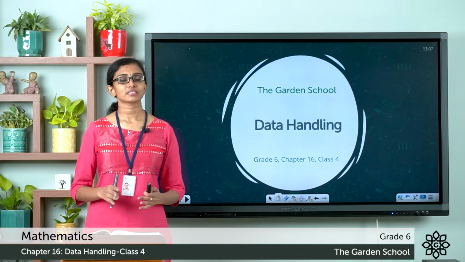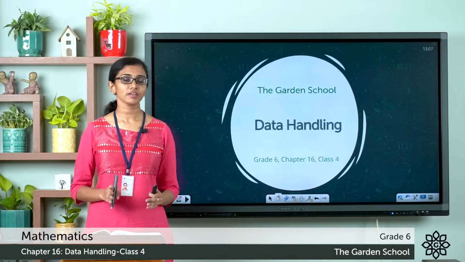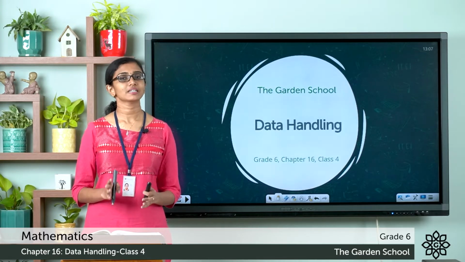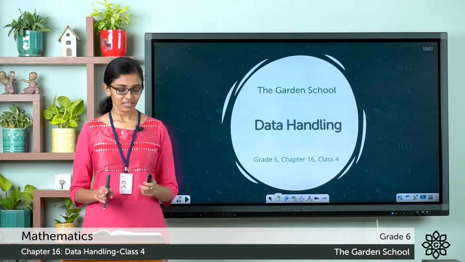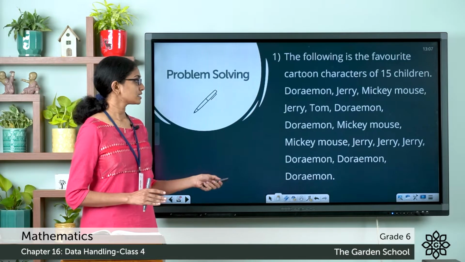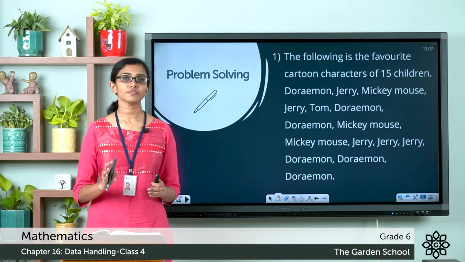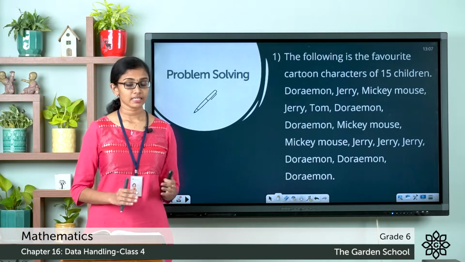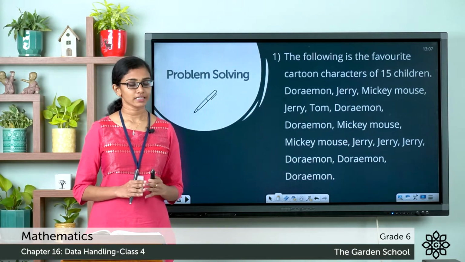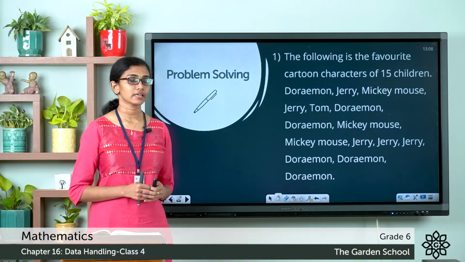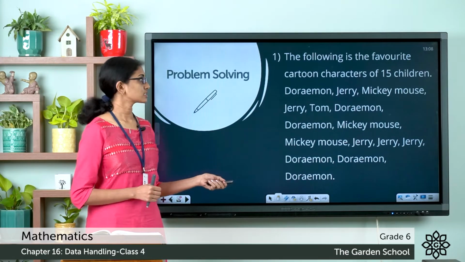Let's discuss the questions from exercise 16.1 today. So all of you please turn to page number 236 in your textbook. Let's have a look at the first question. It says, the following is the favorite cartoon characters of 15 children. We can see the name of a few cartoon characters listed there, and there are 3 questions related to this list there. Let's read the questions.